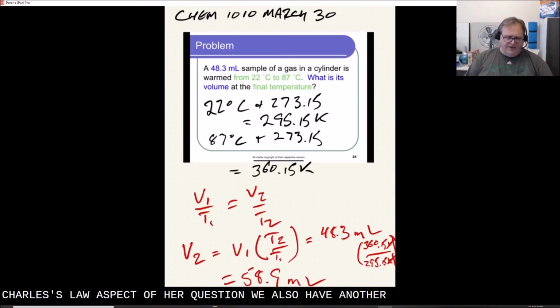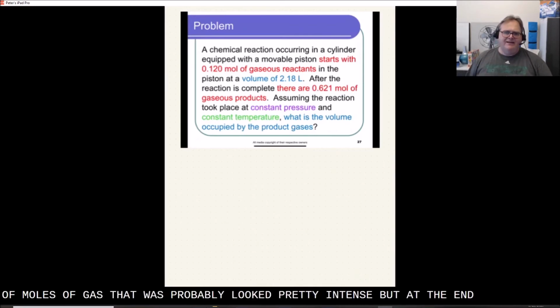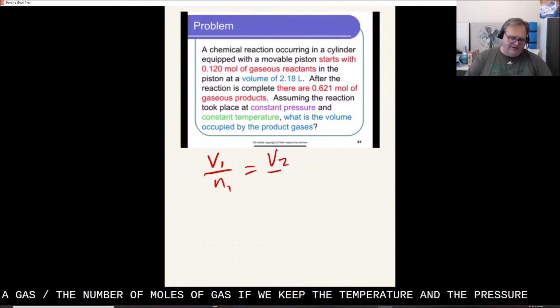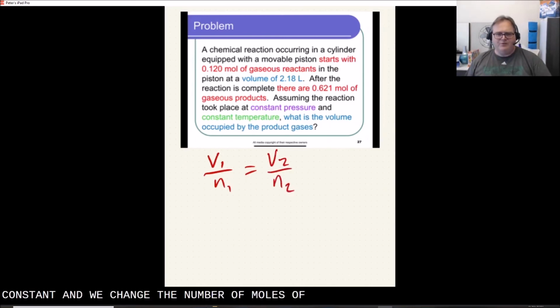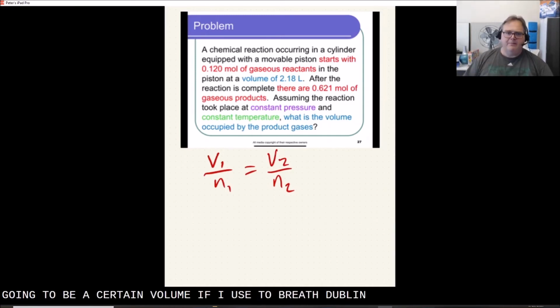We also have another question effectively dealing with Avogadro's law, how the volume of a gas will change with the number of moles of gas. Now this problem looks pretty intense, but at the end of the day, it's really not that difficult. Avogadro's law is effectively the idea that the volume of a gas divided by the number of moles of gas, if we keep the temperature and the pressure constant, and we change the number of moles of gas, we're going to see the volume change, and that should make sense. If I blow up a balloon with 1 breath, there's going to be a certain volume of balloon. If I use 2 breaths, doubling the number of moles of gas in there, obviously the volume should get twice as big.